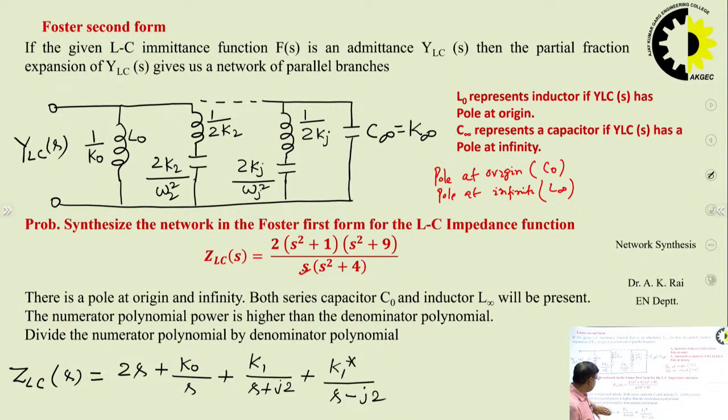If we now take the partial fraction expansion, okay, k0 by s plus k1 by s plus 2 k1 star, that is the conjugate of k1, by s minus j2. Okay, so we have this. So this is the removal of the pole at infinity. So this is an inductor. We have got one inductor by just one division. Then we have carried out the partial fraction expansion. Now we have to find the values of k0, k1, and k1 star is the conjugate of k1.